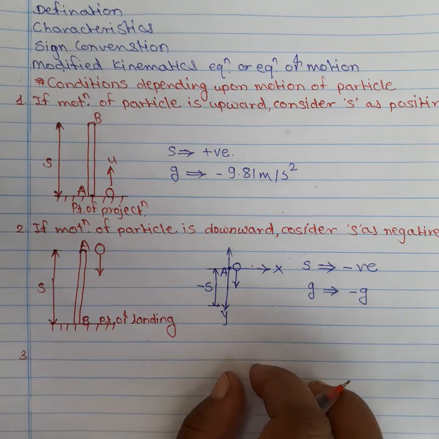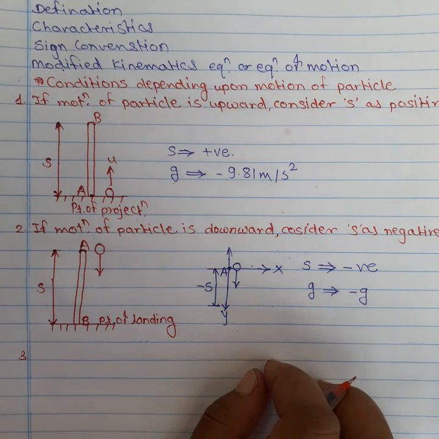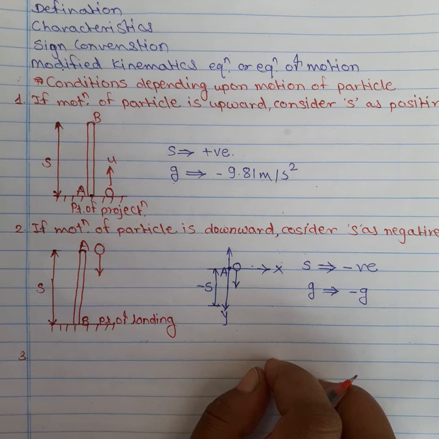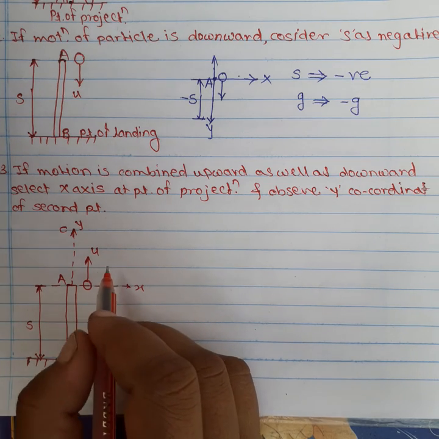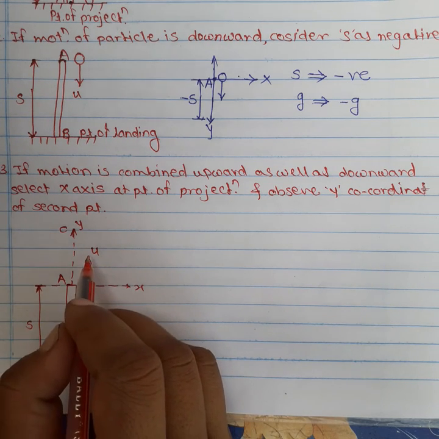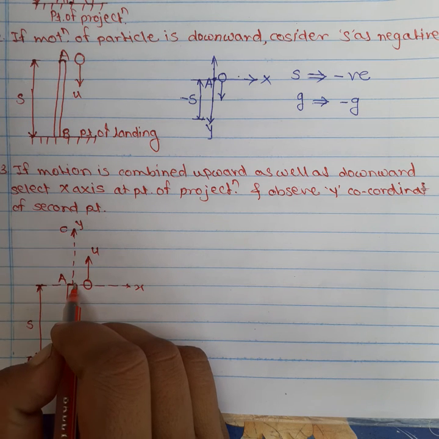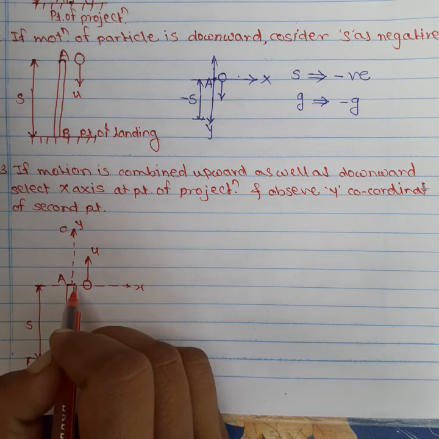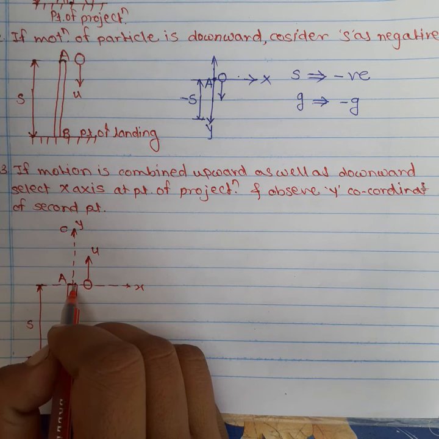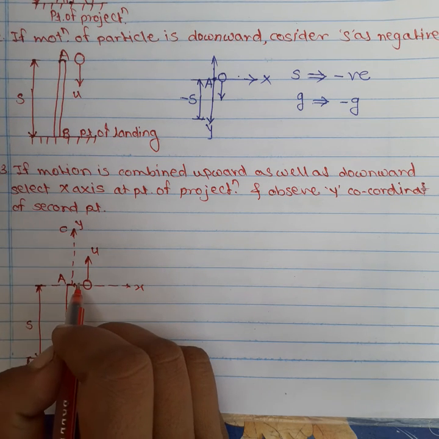Now the third condition is, if the motion is combined upward as well as downward, then select the x axis as origin at the point of projection, and above it the y coordinate of the second point, which may or may not be the point of landing. In this condition the stone is moving upward from this origin. This origin is considered on the x axis. That point is nothing but the point of projection.